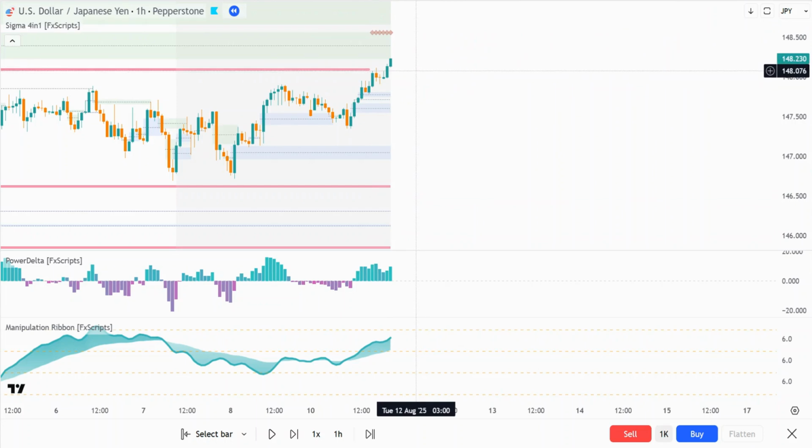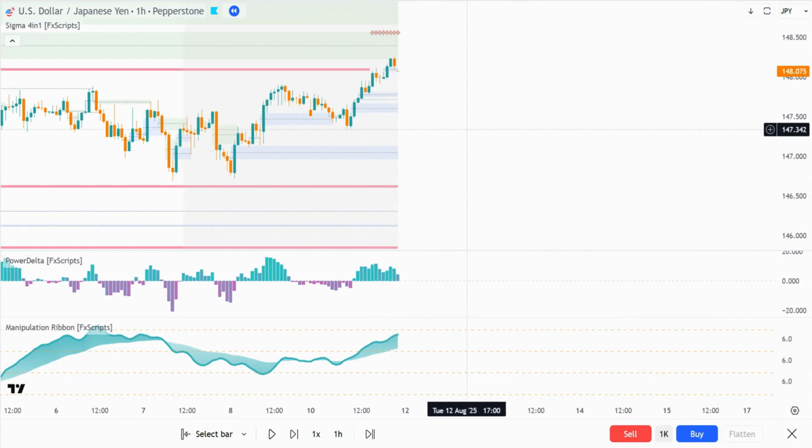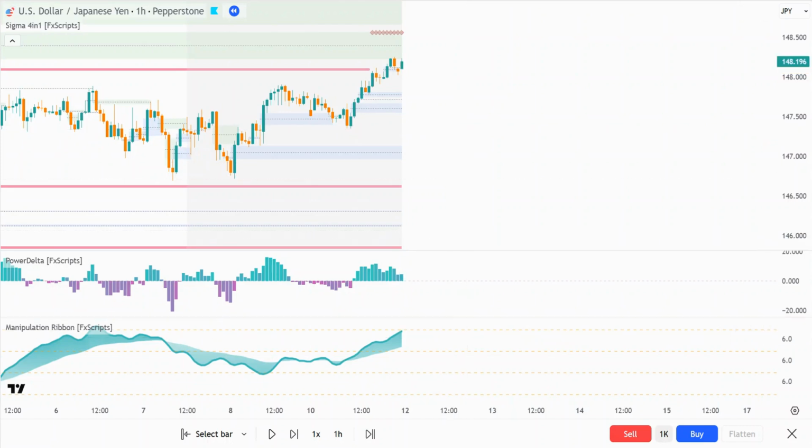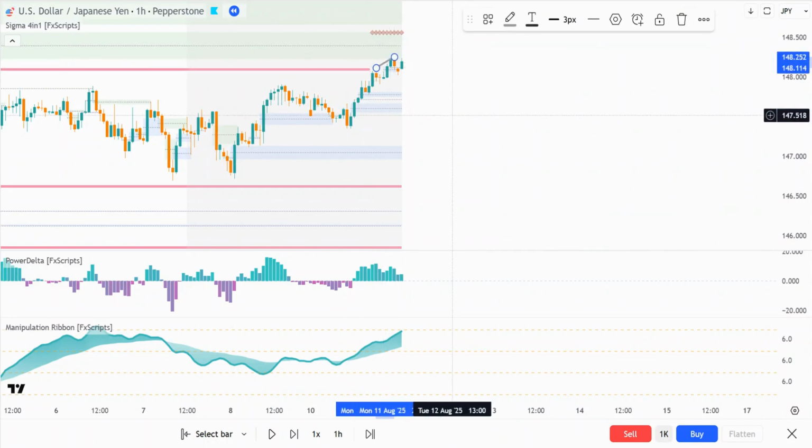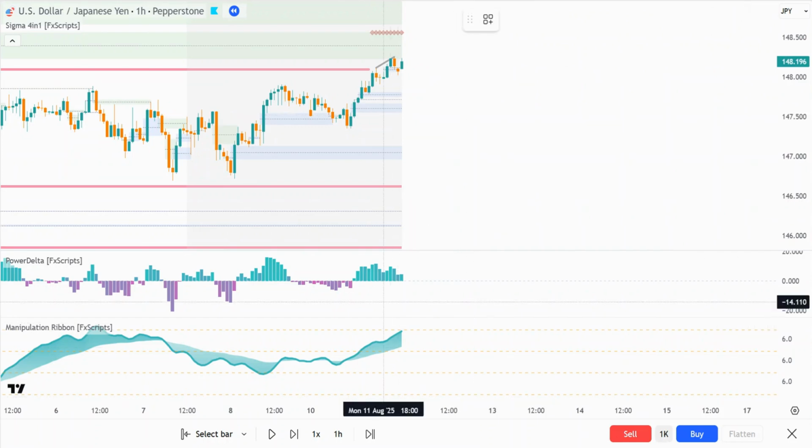The next thing to do is look for a divergence with one of these two indicators. So higher high here, lower high. There is one starting to form. Yep, there we go. If you mark off that candle to that candle, you'll see this has made a lower high on this indicator.